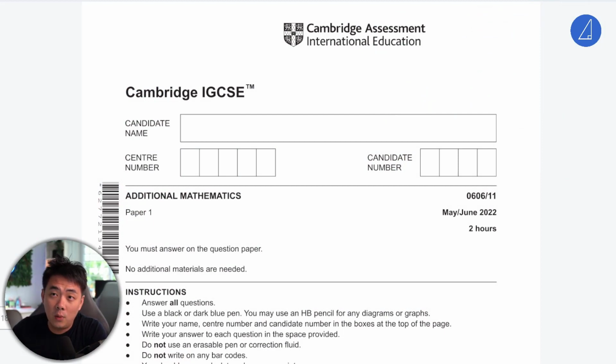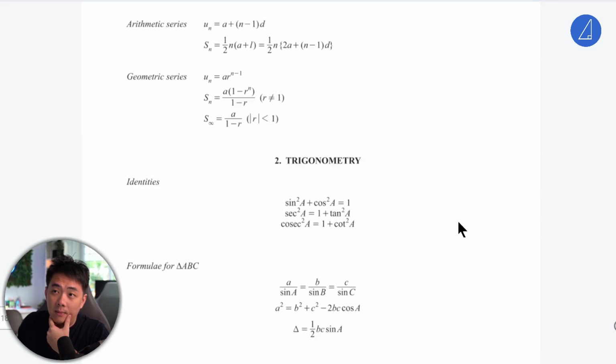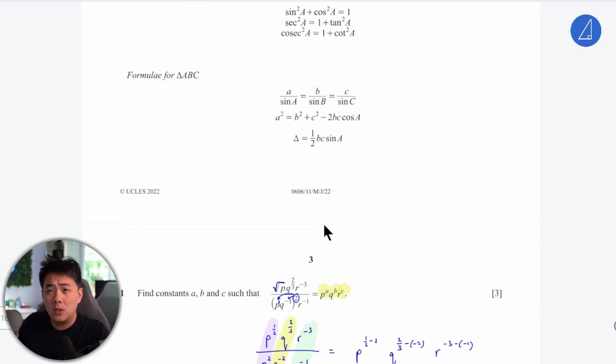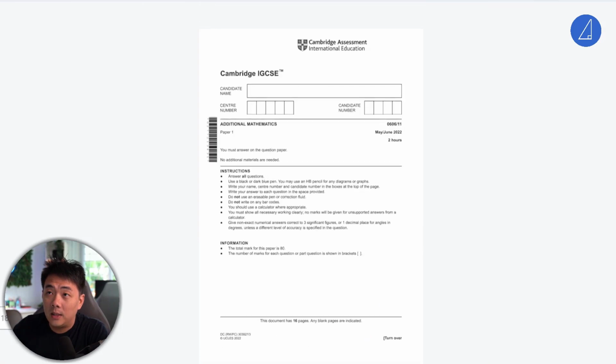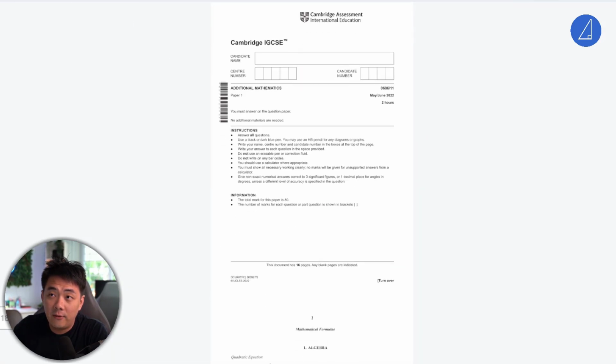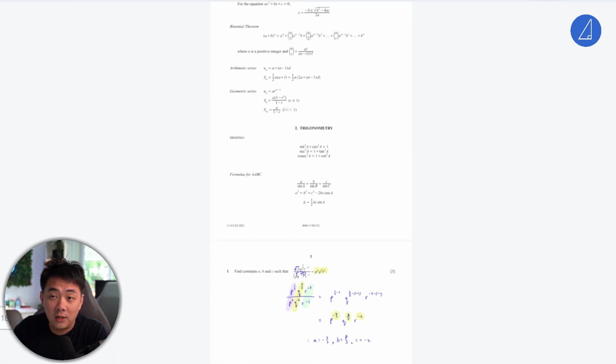Today we will be going through the entire Additional Mathematics Paper 1 from the year 2022. It is a May-June paper. The code number for this paper, I believe, is 0606/11/M/J/22.